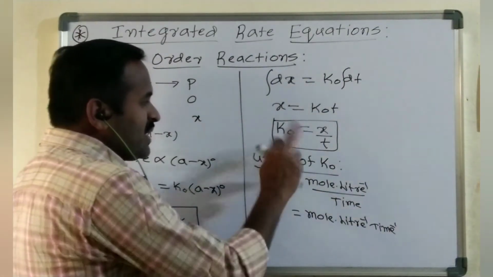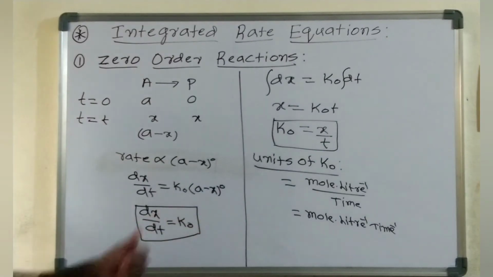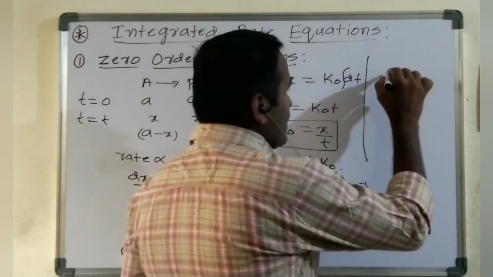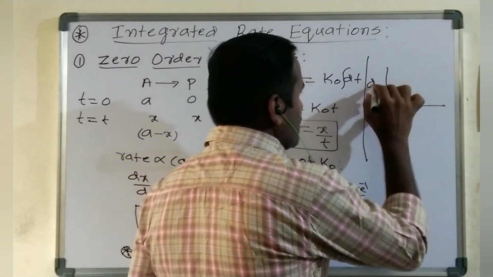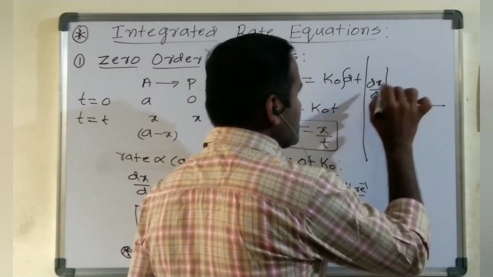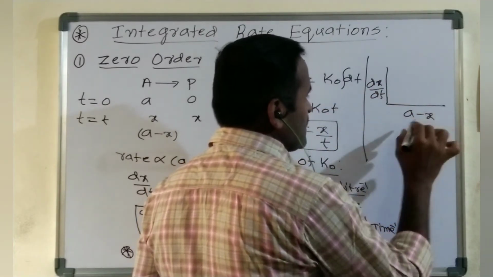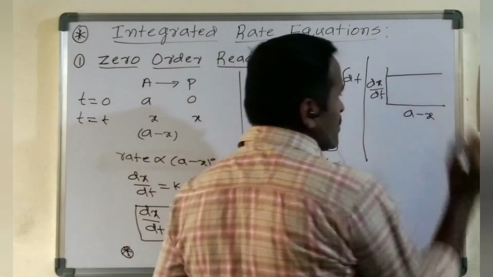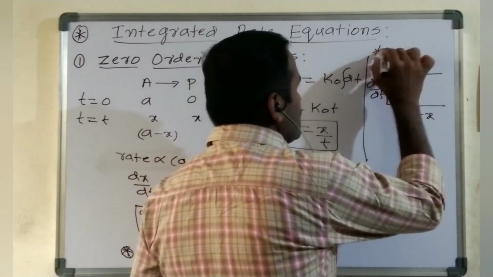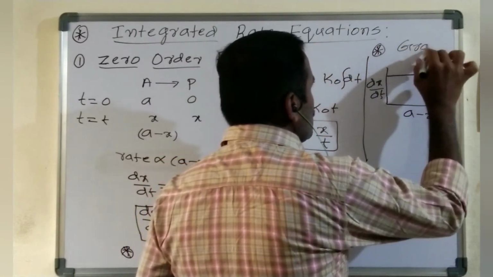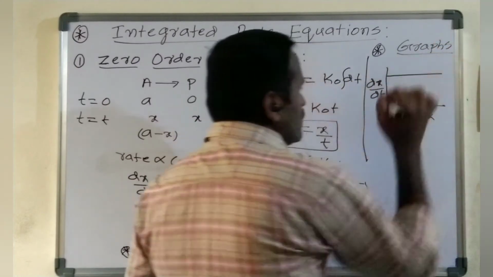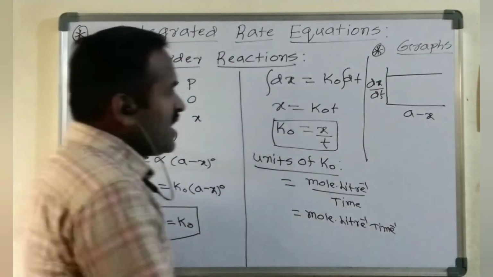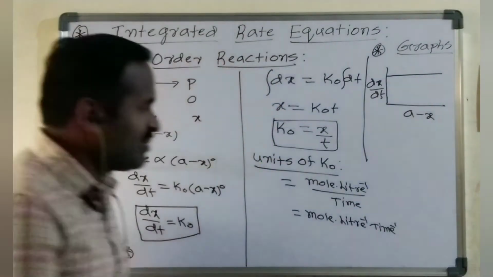If you plot a graph between the rate of the reaction and the concentration of a minus x, you will get a straight line, where you take dx by dt on the y axis and the concentration a minus x on the x axis. You will get a straight line which is parallel to the x axis. So this is the first graph, rate versus a minus x concentration, which gives a straight line parallel to the a minus x axis.